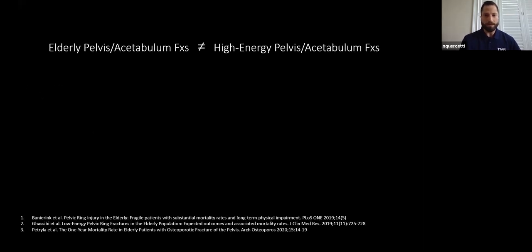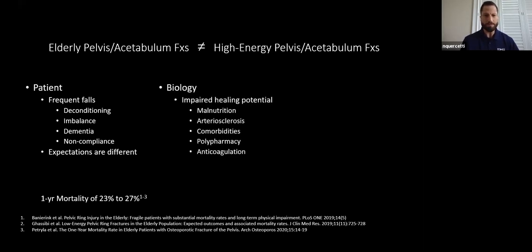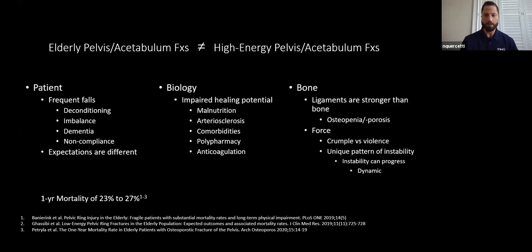So these are not the same as your high energy injury. You have a different patient. This patient falls frequently. They have comorbidities. They may be on blood thinners. They have dementia. They may not be able to follow your instructions, and they have dramatically different expectations than a high energy younger patient. Their biology is different. They're malnourished. They don't have quite the healing potential. And they often have multiple comorbidities.